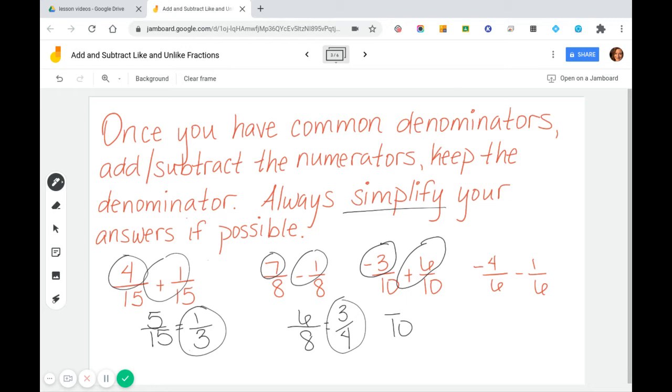So -3 and +6, I have 3 more positives than I do negatives. So 3/10. 3/10 does not reduce, so that's my final answer. And then the last one here, they have a 6 on the bottom, so I'm going to keep a 6 on the bottom. On the top, I have a -4 and a -1, but that -1 is just a negative one. I've got -4, -1. Altogether, I have -5, -5/6 for my answer.